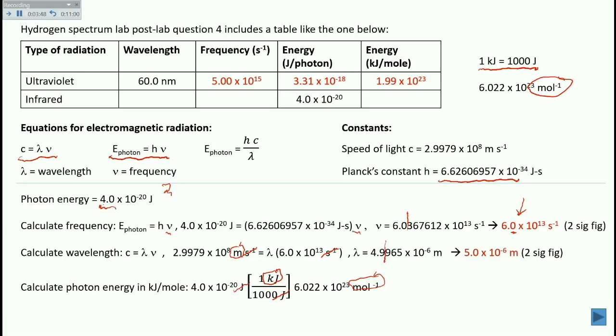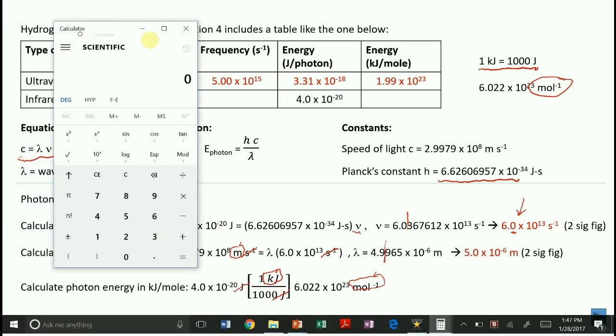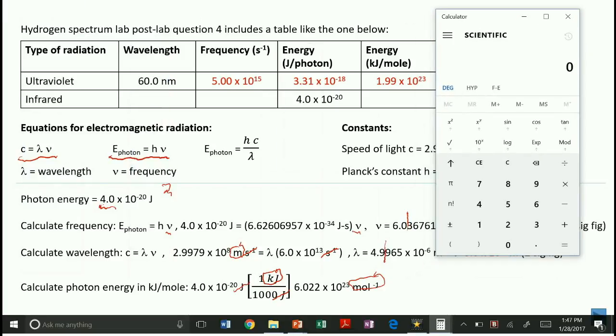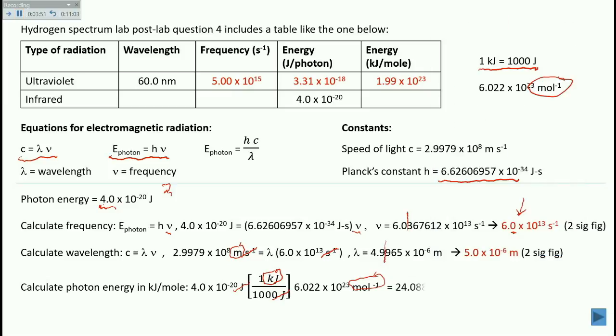So now we'll turn one last time to the calculator. I have 4 times 10 to the minus 20th divided by 1,000 and then multiplied by 6.022 times 10 to the 23rd equals 24.088 in units of kilojoules per mole. So let's put that in.